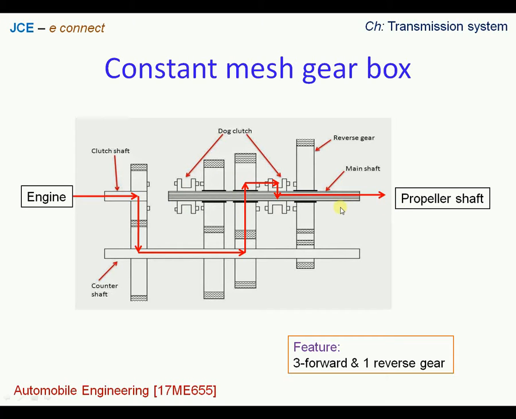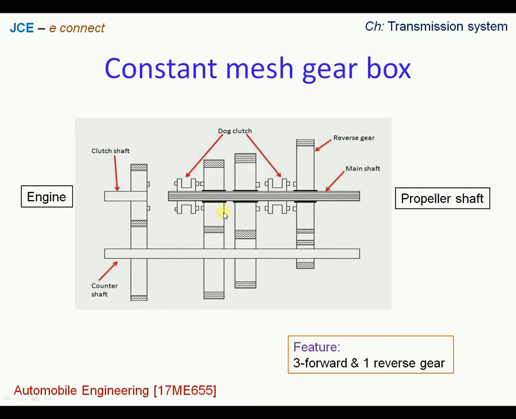Now let us look at the second gear operation. In the second gear operation, the clutch dog which is on the left side will be brought in mesh with the gear number 2, and then we see that the power that is transmitted from the engine will be transmitted again to the lay shaft. On the lay shaft we have gear number 3 which is in mesh with the gear number 2.